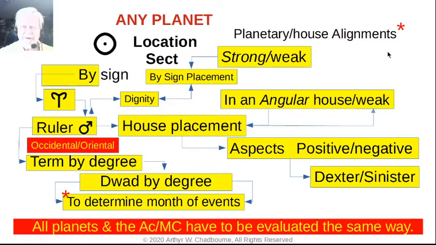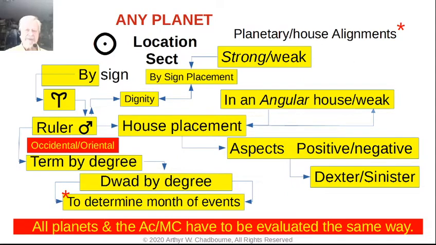Today I want to point out a few things. One of the things is that when you're doing a chart, these are the elements you really need to look at and find out exactly what the chart is trying to tell you. Every planet is in a sign. In this case I chose the Sun, and it's in the sign of Aries.